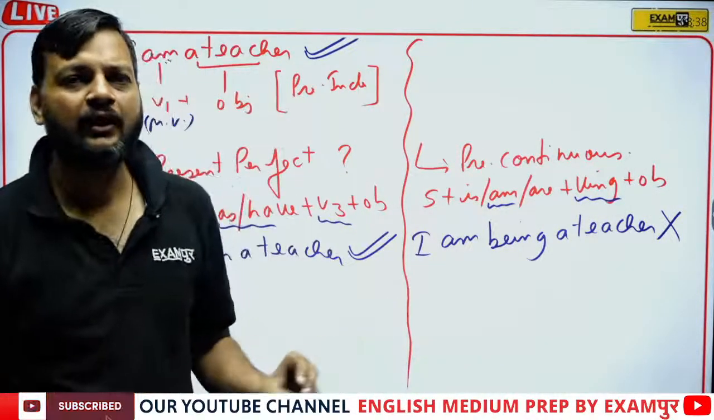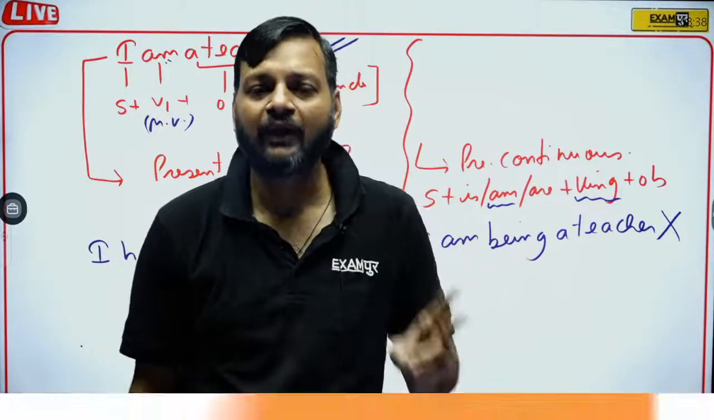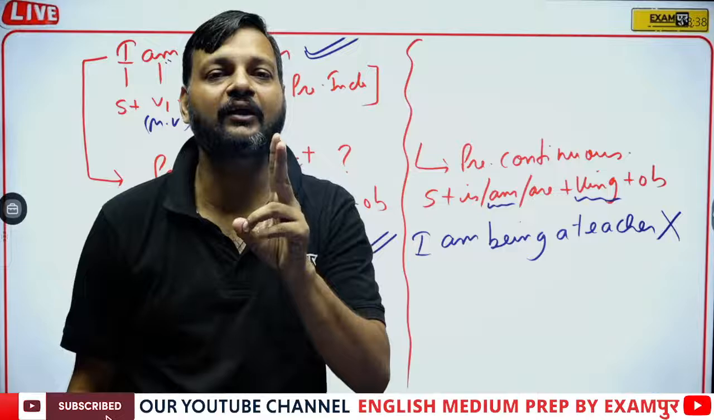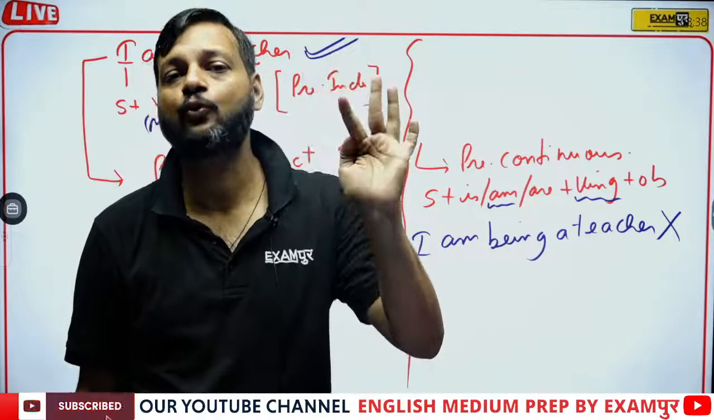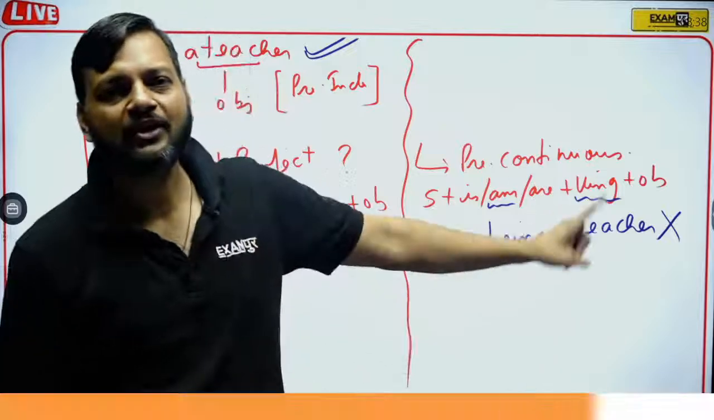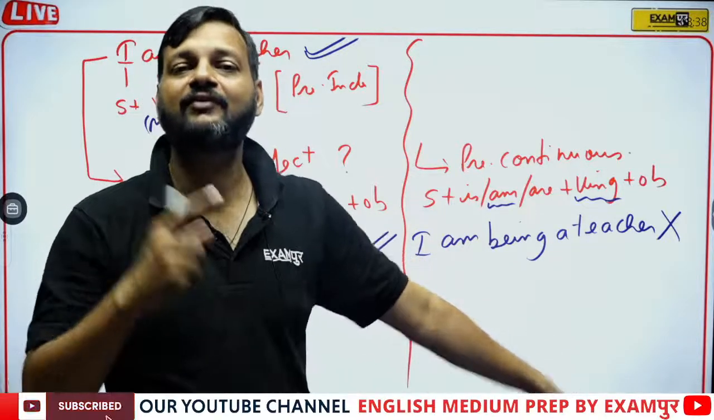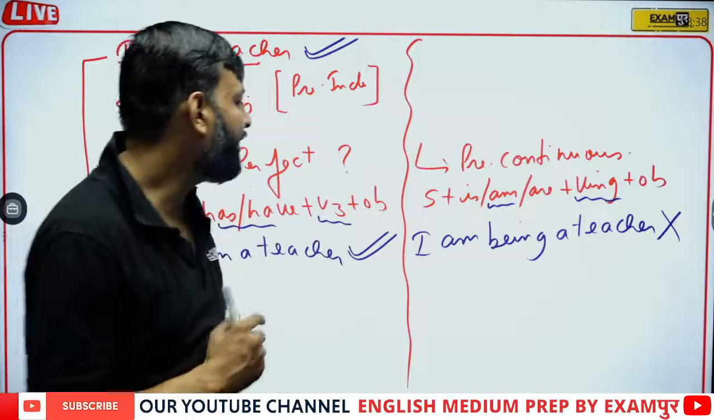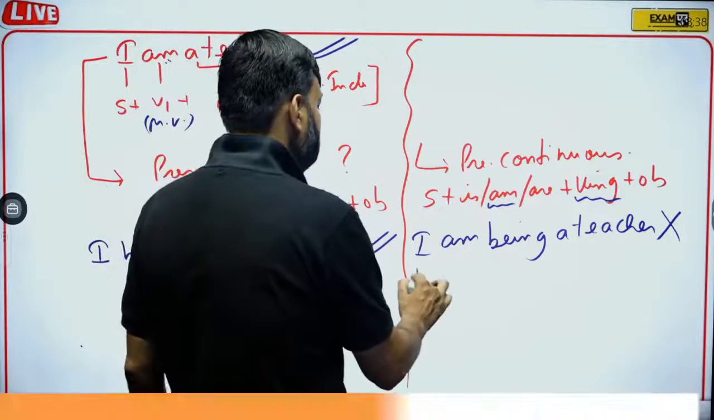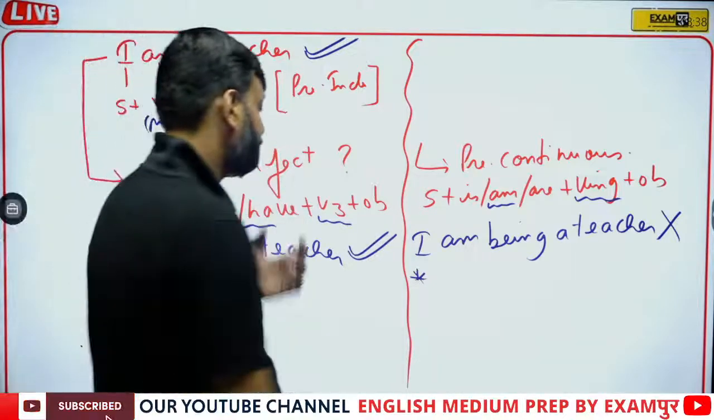Why is it wrong? Because as I told you, every tense has two aspects. One is structure, second is use. So structure wise this sentence is correct, but use wise, meaning wise this sentence is incorrect. Now why is this sentence incorrect?